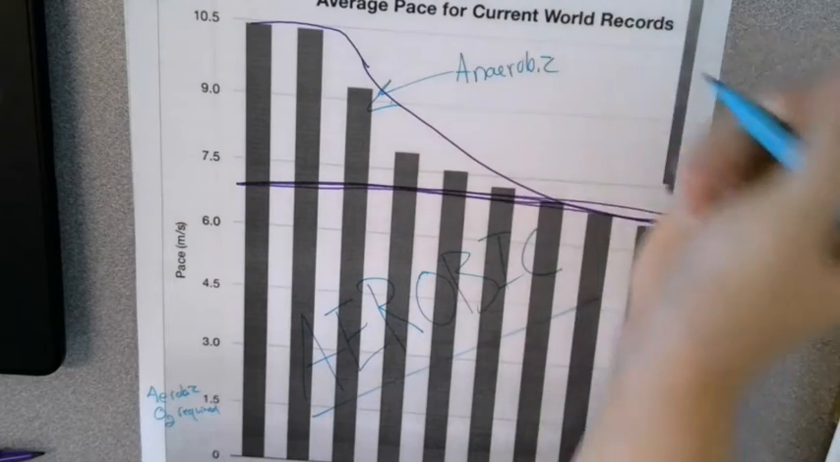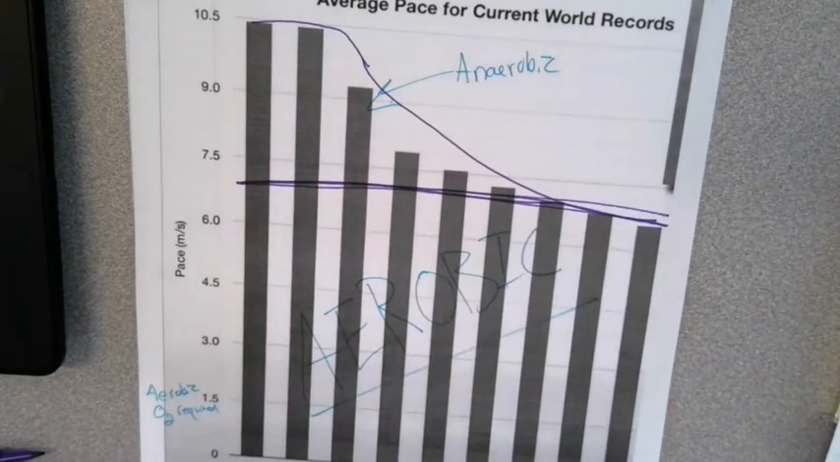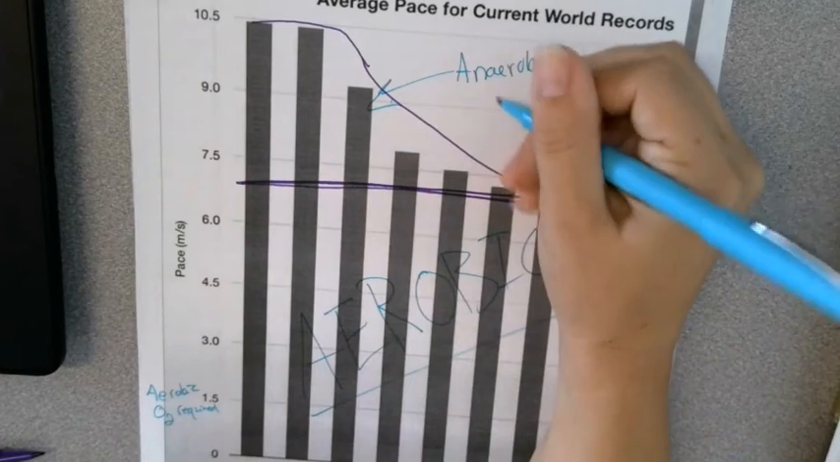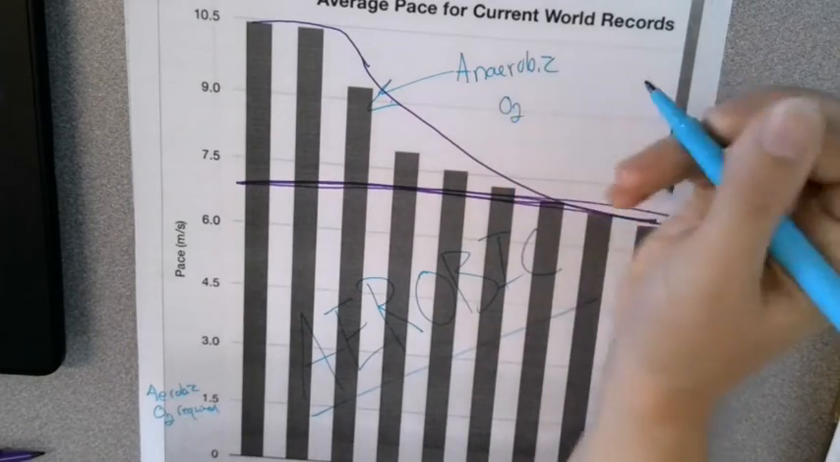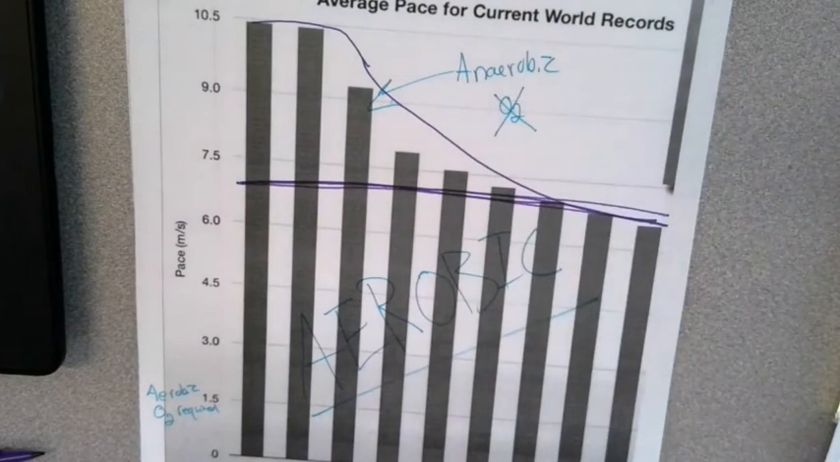anaerobic. Anaerobic processes tend to not require oxygen as much. So O2, oxygen is not required as much. And that's generally why when you run somewhere super quick over a short distance, you're not able to do anything else, because your body is trying to regain that oxygen that was lost.